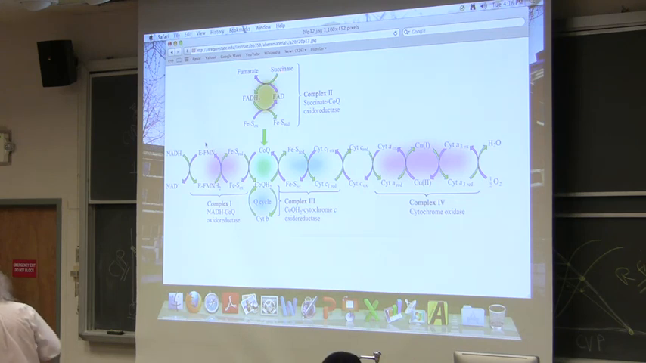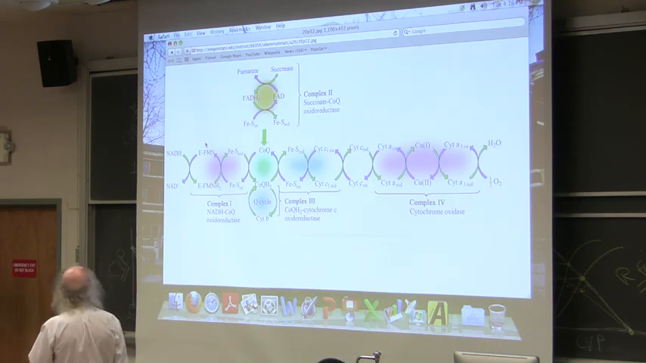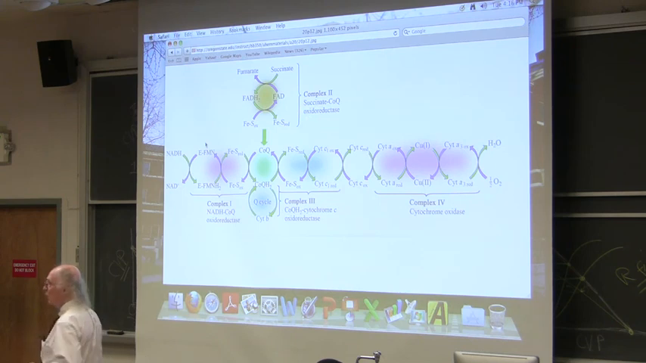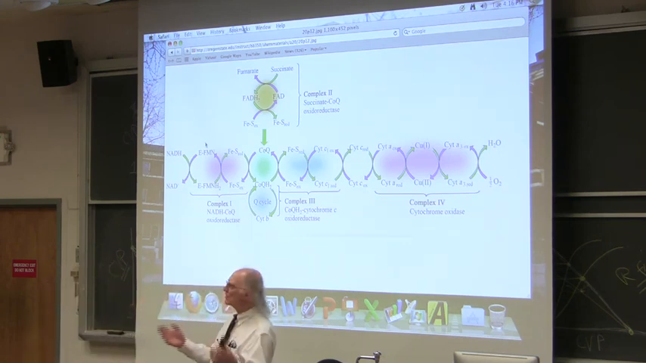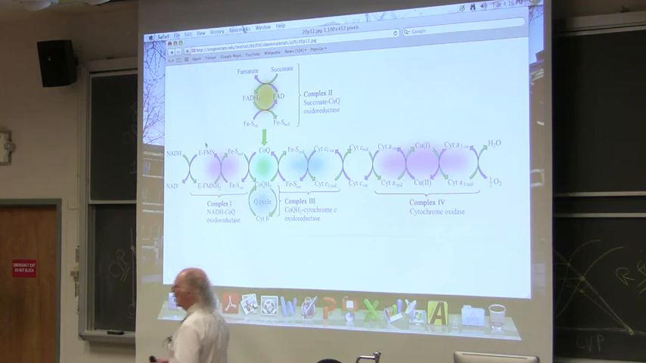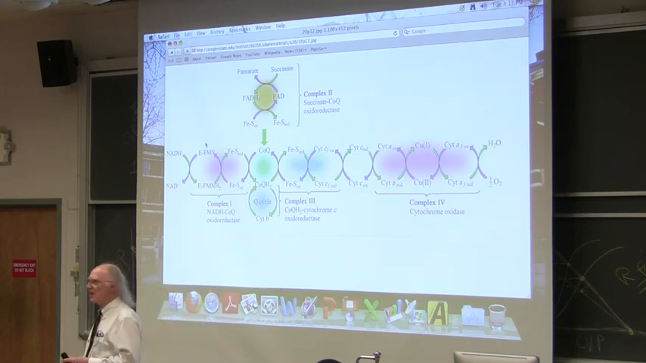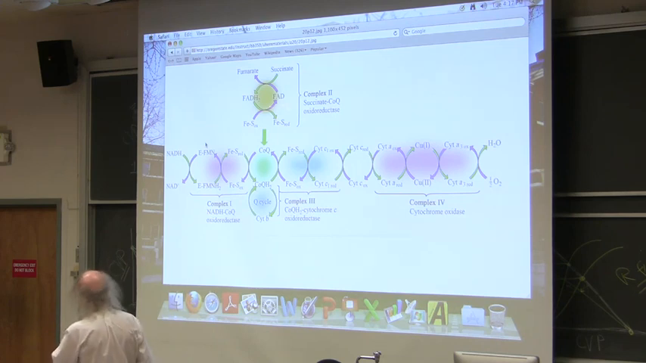So, I'm not sure I understand the question, but this enzyme right here turns out to be one of the enzymes of the citric acid cycle. So that's why that reaction is showing you that way. Last time I mentioned it's the only enzyme of the citric acid cycle that's not found in the matrix. It's embedded in the membrane, and it's the same as this enzyme right here.